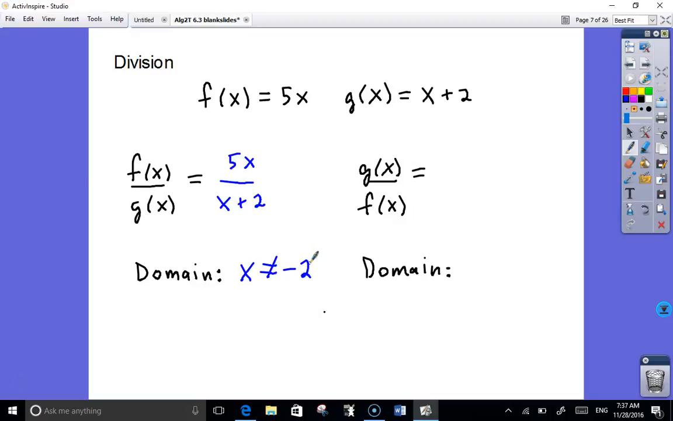That's not allowed. If I flip that, if I make g of x over f of x, now what's the one value of x that's going to make the denominator equal 0? 0. 5 times 0 would give you 0, so you have to say x does not equal 0.